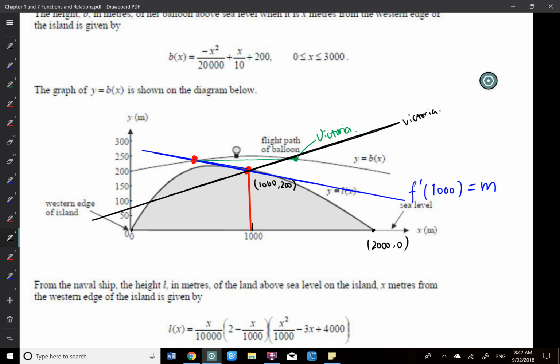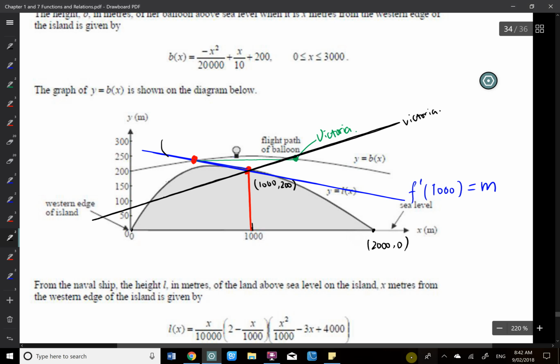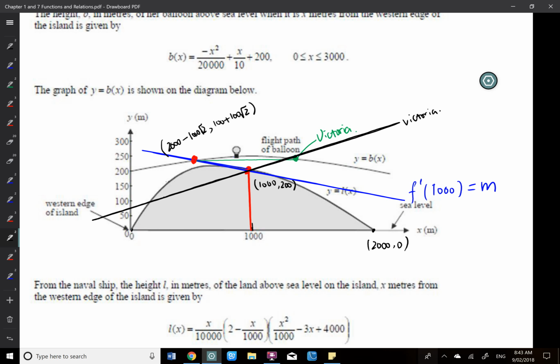Okay, that's right. So we have this value. I think that's 2,000 minus 1,000 root 2. That's the x coordinate, and the y coordinate is 100 plus 100 root 2. So we have the same y value for this point and this point, so I can find the coordinates of that one because I know the equation. I know the Bloom's equation, that's the equation.